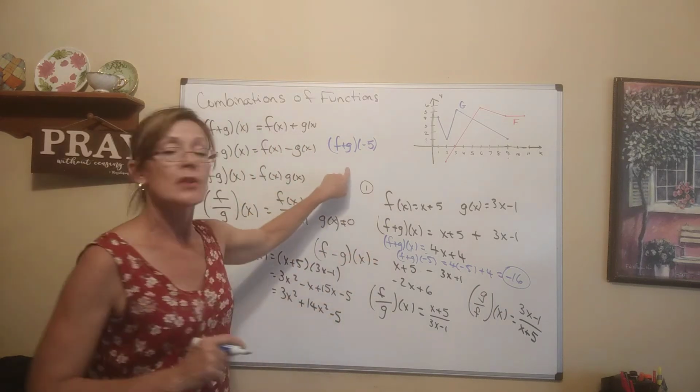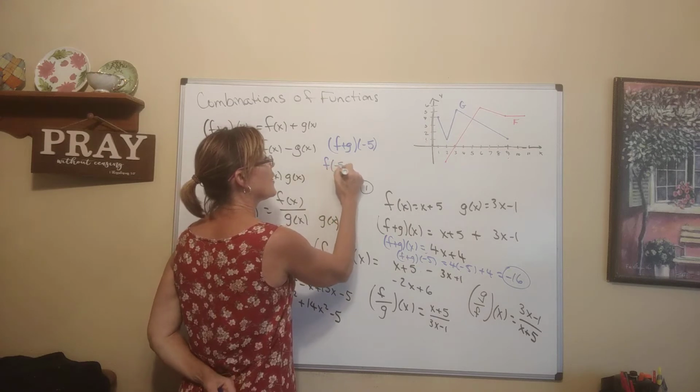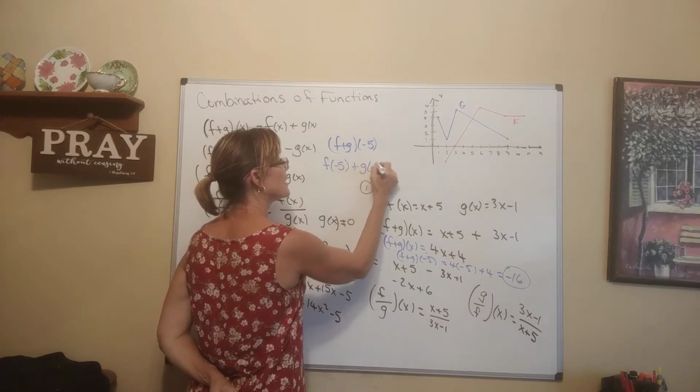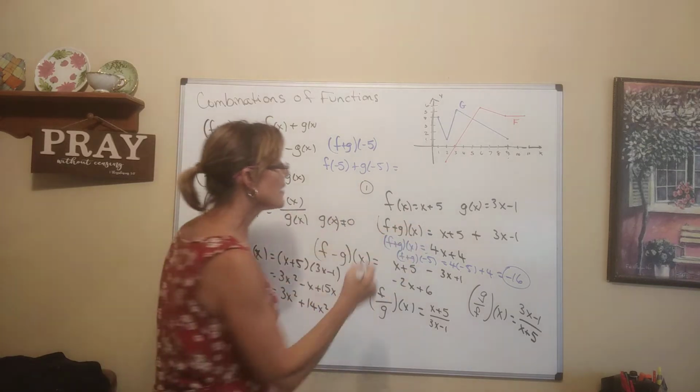But if they give you a number, another option you have is to evaluate f of -5 plus g of -5, and that will give you the same thing. Well, let's go about it that way. What is f of -5?